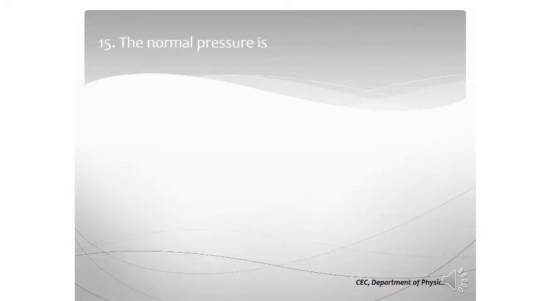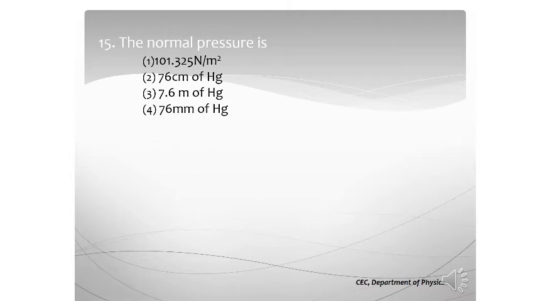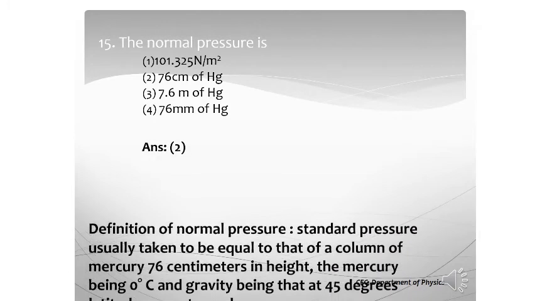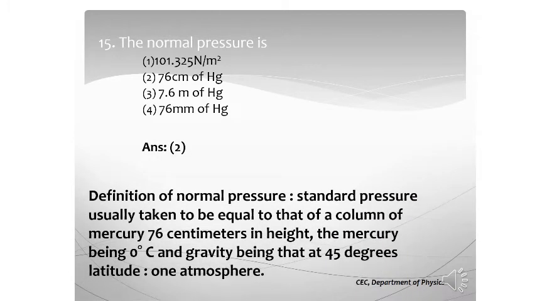Next, the normal pressure is 101.325 Newton per meter square, 76 centimeter of mercury, 7.6 meter of mercury, 76 millimeter of mercury. Answer 2. 76 centimeter of mercury. Definition of normal pressure: standard pressure usually taken to be equal to that of a column of mercury 76 centimeters in height, the mercury being at 0 degree centigrade and gravity being that at 45 degrees latitude, that is 1 atmosphere.